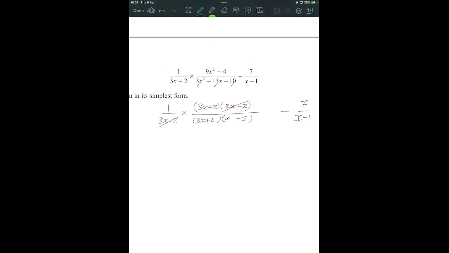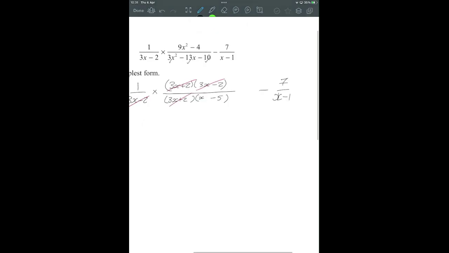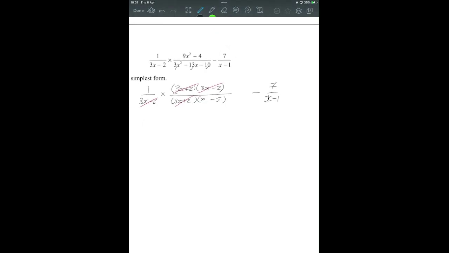A really sneaky trick that you can use just because you know it's an exam question and you know it has to be relatively pleasant. We then notice the 3x plus 2's do indeed cancel. Before I do anything else, I'm just going to write that line without all the crossing out. The 1 over x minus 5 now, everything on the top cancelled. Subtract the 7 over x minus 1.